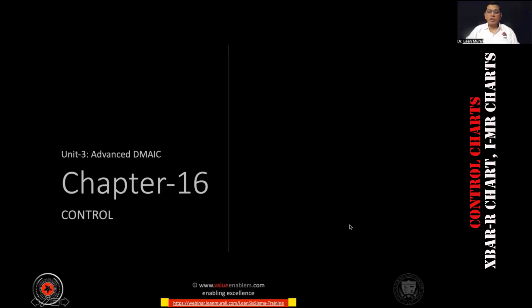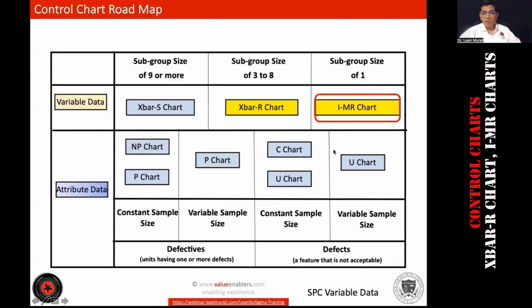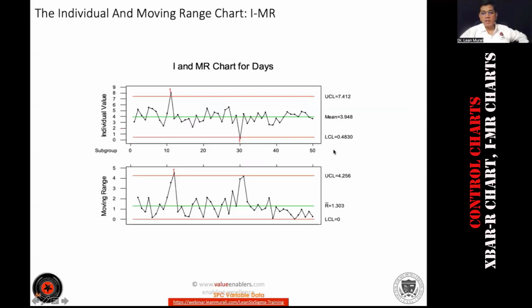Okay, fine. So let me quickly recap what we have in chapter 16. We have gone through FMEA revisions. We've gone through control plans, visual management, SPC charts, and stuff like that, which is the IMR chart, and I'll go to the Xbar R chart. Okay, focus on the IMR chart and Xbar R chart.